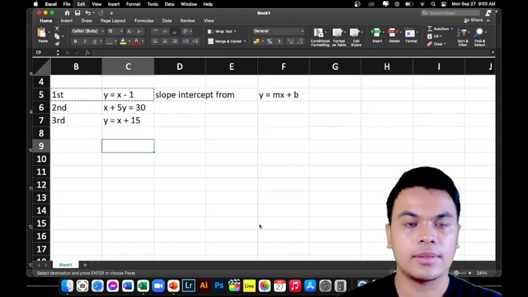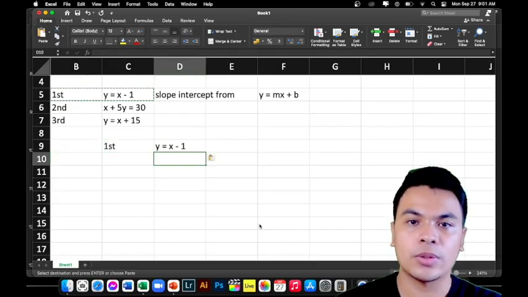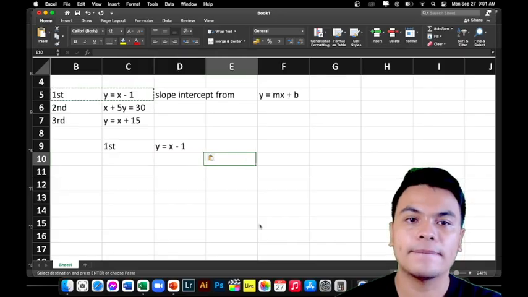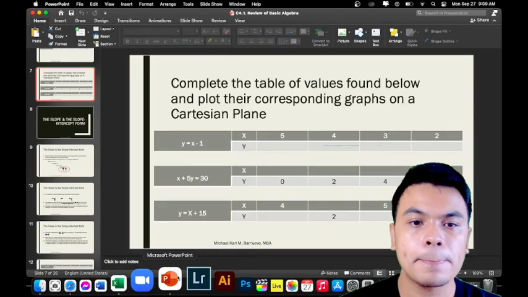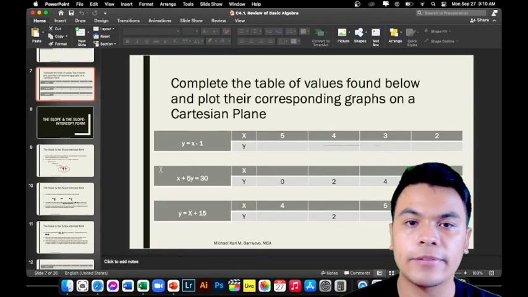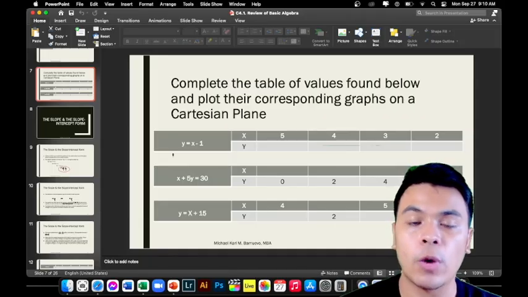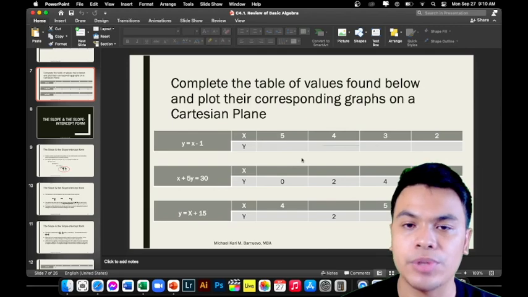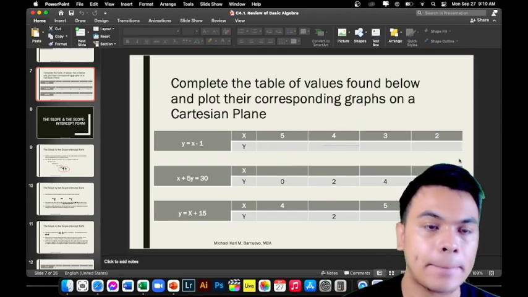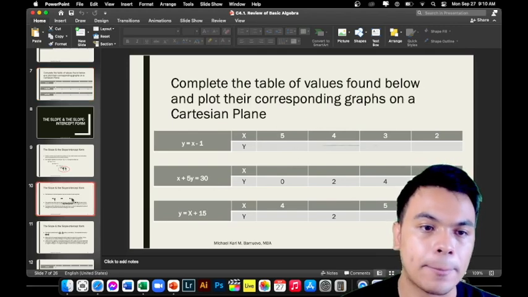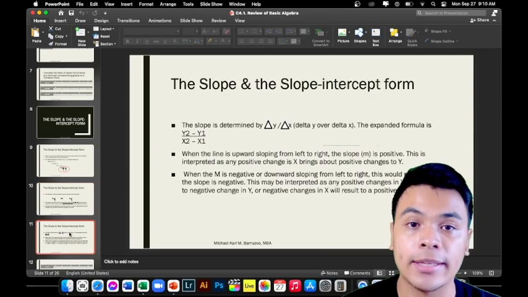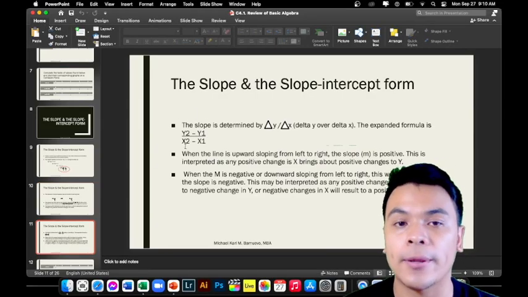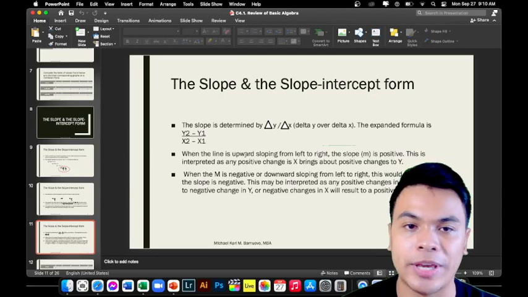Y is equal to x minus 1. So let's go back to the problem. Here we have three problems, starting with y is equal to x minus 1. And we have the values for x, which are 5, 4, 3, and 2. The first step we need to do is to find the slope. Again, this is the formula: y2 minus y1 divided by x2 minus x1.